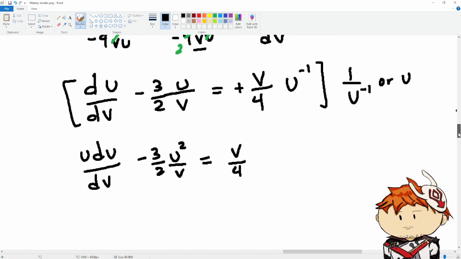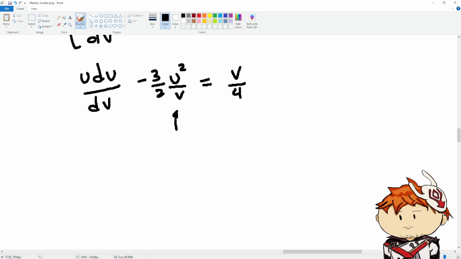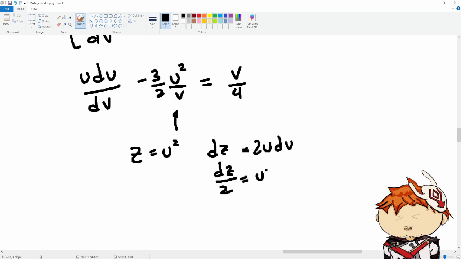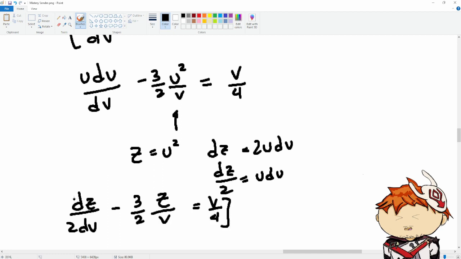Then we let z is equal to u squared. dz is equal to 2u du. dz over 2 is equal to u du. So this will become dz over 2 dv minus 3 over 2 z over v is equal to v over 4. Multiply both sides by 2.